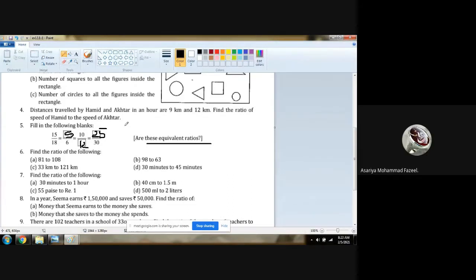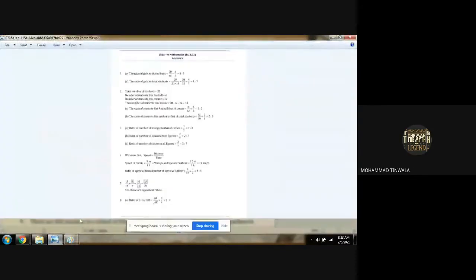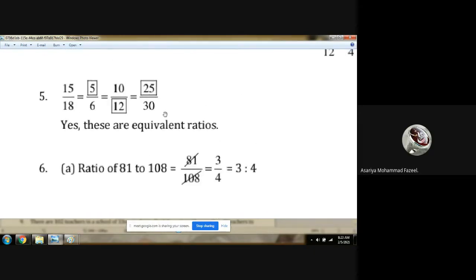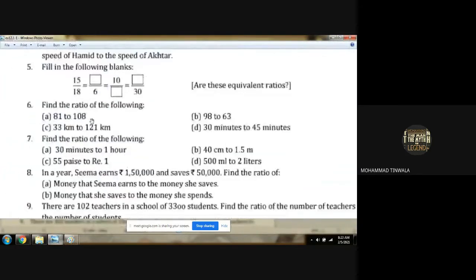Anybody has any doubt with this? No, sir. No doubt. See, what is the answer given here? 15, 5. Yes, these are equivalent ratios. Understood, boys? Yes. Okay, let's go. Question number 6.